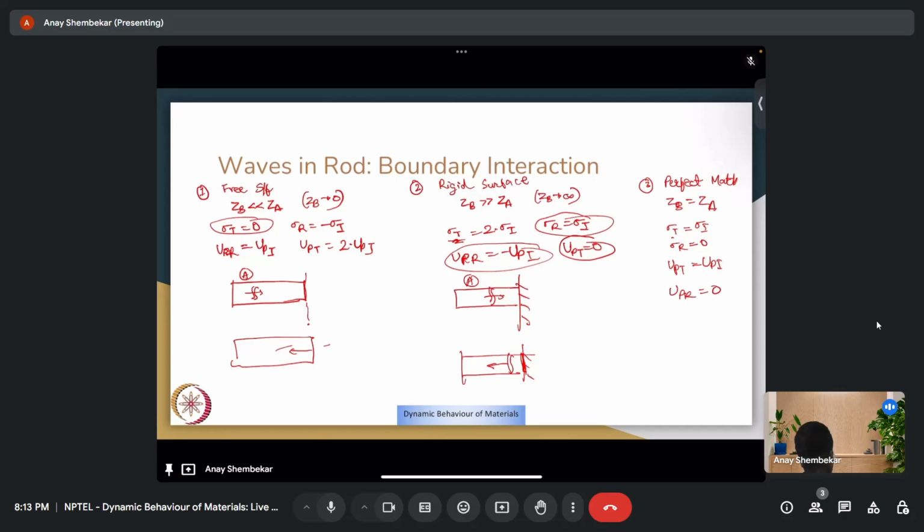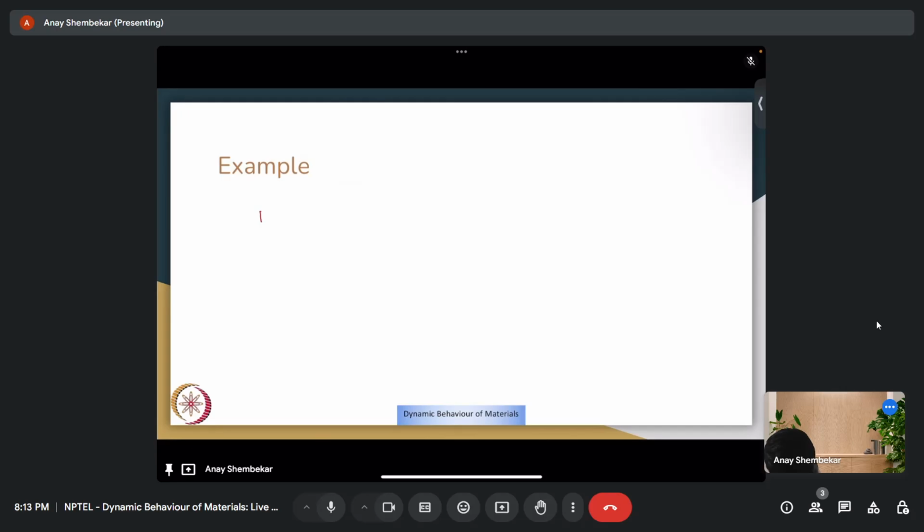A simple example of the same could be, suppose you have aluminium and suppose you have steel. So 70 GPa, 2700 kg per meter cube, and steel, about 200 GPa, this is around I think 7000 kg per meter cube.